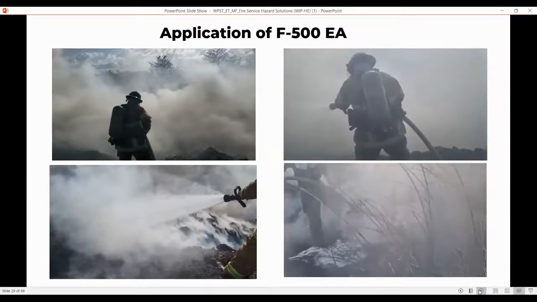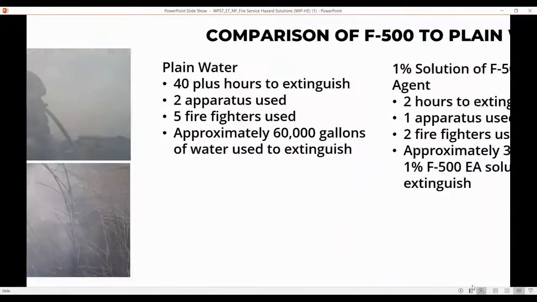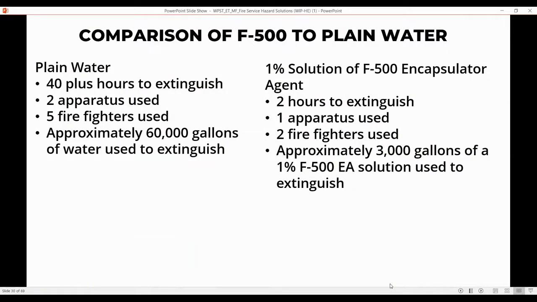So the chief that ran this incident actually came back afterwards because they've had fires there in the past, compared to what they've done previously to extinguish these fires at this facility using plain water, and then what they were able to achieve with F500. As a comparison, the last fire they were at, he estimated they were on scene for 40 plus hours to extinguish the fire. They used 2 apparatus and approximately 60,000 gallons of water to achieve that extinguishment.